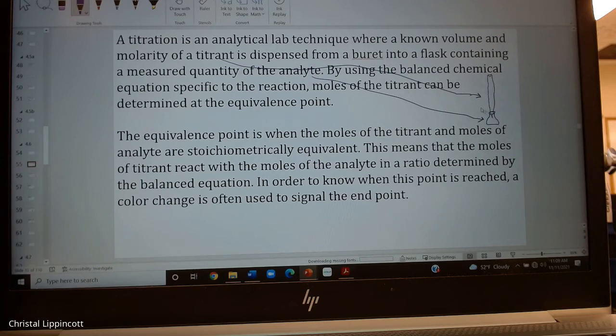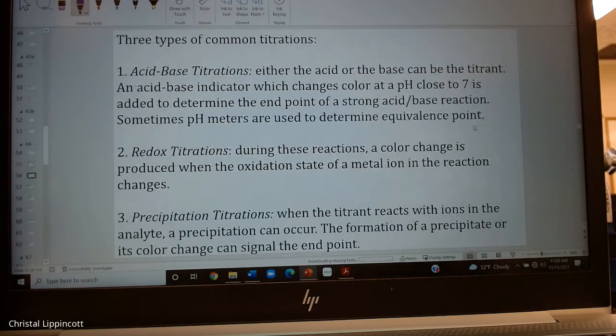If you go past that endpoint, you are done. Okay? All right. So there are common types of titrations. The one that you would have done in honors chem or pre-AP chem was an acid-base titration. This is where you're adding acid or base into acid. So you were adding base into an acid, and you're trying to get the equivalent point.